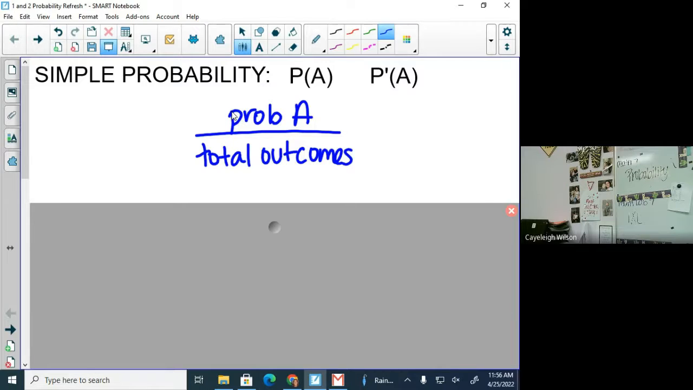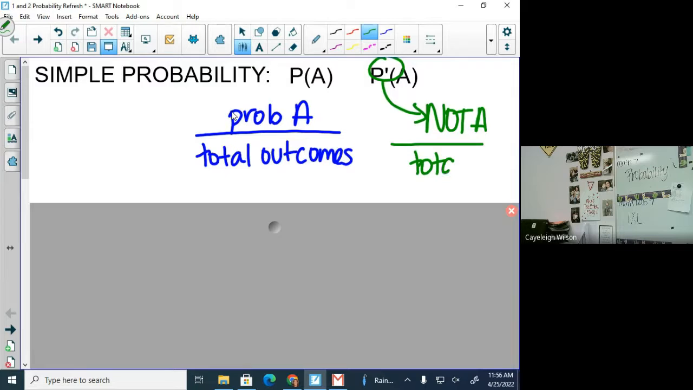But the thing that gets people is this right here. This little symbol means the probability of not A out of the total. So I would definitely make sure I write that down because that was the one that was most missed before. So that little apostrophe.